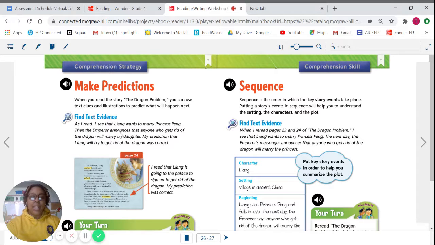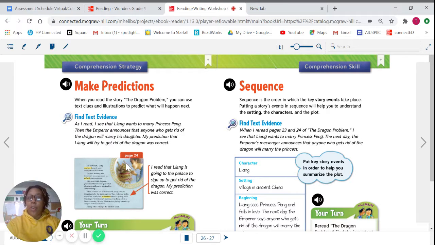As I read, I see that Liang wants to marry Princess Pang. Then the emperor announces that anyone who gets rid of the dragon will marry his daughter. My prediction is that Liang will try to get rid of the dragon, and I was correct. So not only did I make a prediction based on the illustrations and what I read and what I know, but I can also source and cite my evidence.